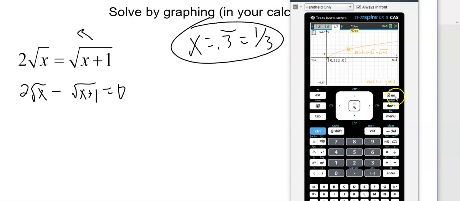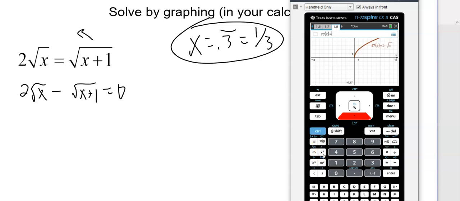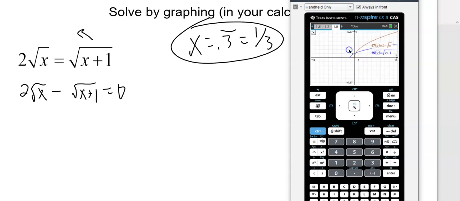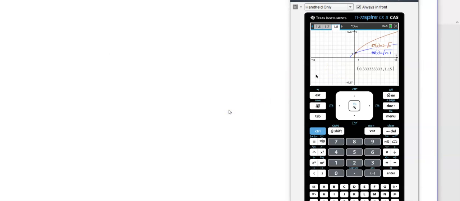Using the second method, if we wanted to try it, which again, you might like this method better, I'm going to type in 2 times the square root of x. And for my second equation, hit tab, square root of x plus 1. Find out where they cross. So you go menu, geometry, points and lines, intersection point. Click in the blue graph, click in the brown graph. And again, you're just looking for the x value. If you hit plus when you're hovering over the top, it'll show you more digits. You can tell it's 0.3 repeating. It is 1/3 when you look at more digits. And I think that is the way you solve those.